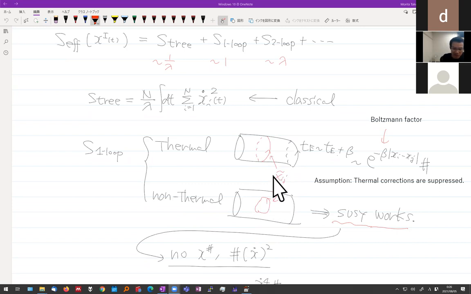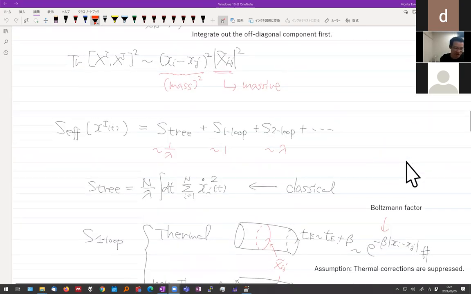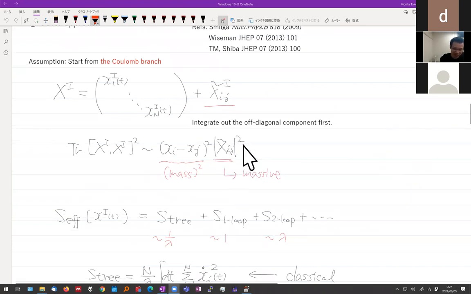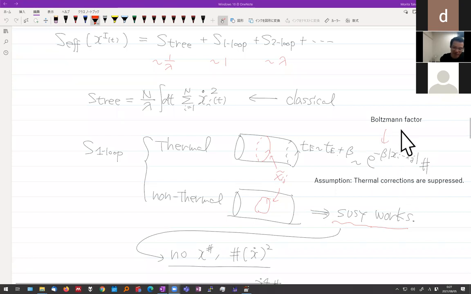Okay, so the feature of this thermal contribution is that it must be proportional to this factor. This is exponential of minus beta times xi minus xj. The reason is very simple. So this xi minus xj is the mass of this orthogonal component. And so this is nothing but the Boltzmann factor of this orthogonal component. Since this goes around this temporal circle, it is natural to expect that this kind of factor does appear. This will happen for any massive field, with the mass of the field instead of this factor. So this is a feature of this thermal correction.